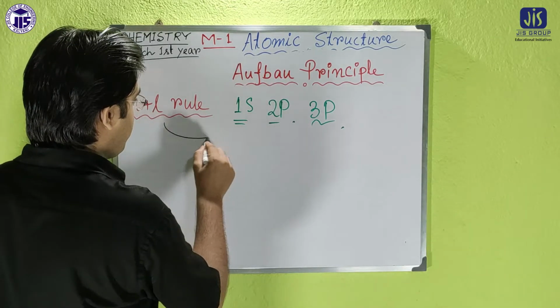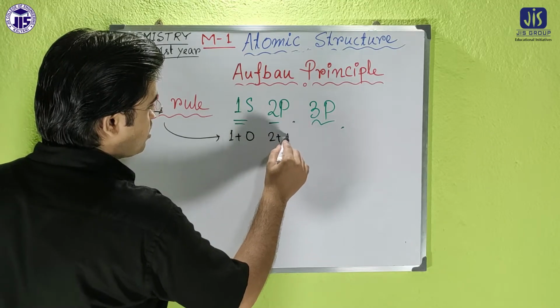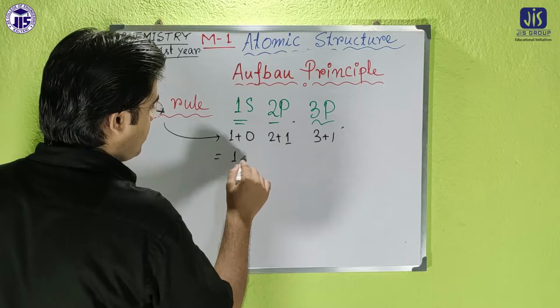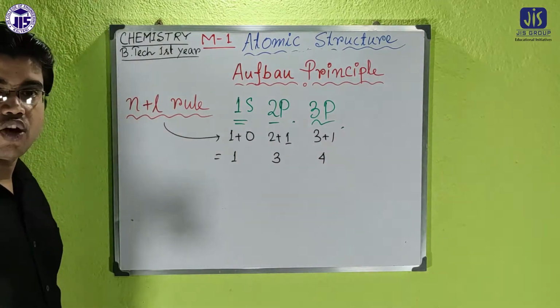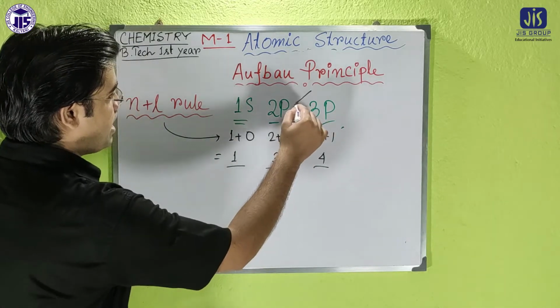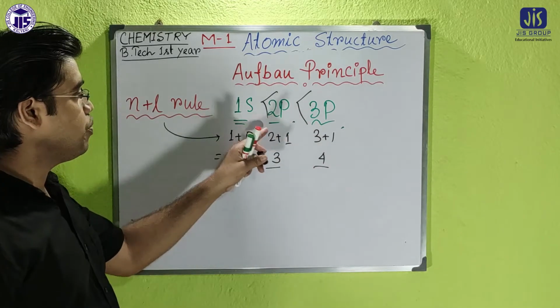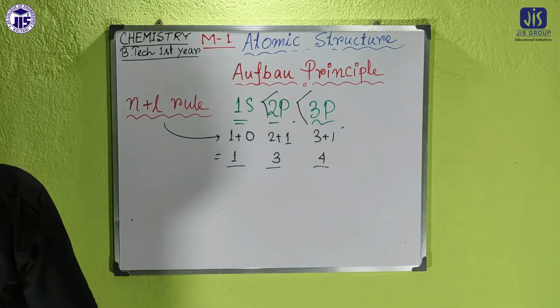So according to n plus L value, it will be 1 plus 0, it will be 2 plus 1, it will be 3 plus 1. So it will be 1, it will be 3, it will be 4. Okay. So if it is 1, 3, 4, then the energy order will be like that. So 3p will have the higher energy than 2p, and 1s is okay.